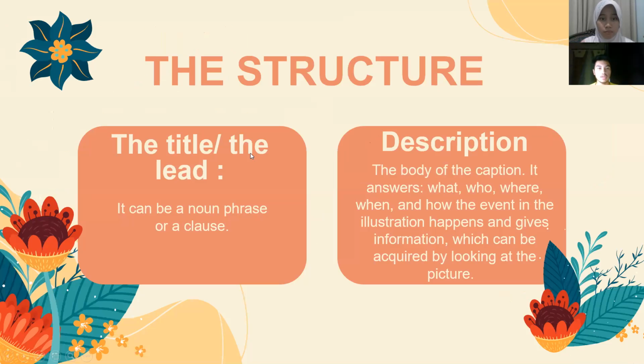For the structures, there are the title or the lead. It can be a noun. It can be a noun phrase or a clause. And there's also description, which is the body of the caption. It answers what, who, where, when, and how the event in the illustration happens and gives information which can be acquired by looking at the picture.